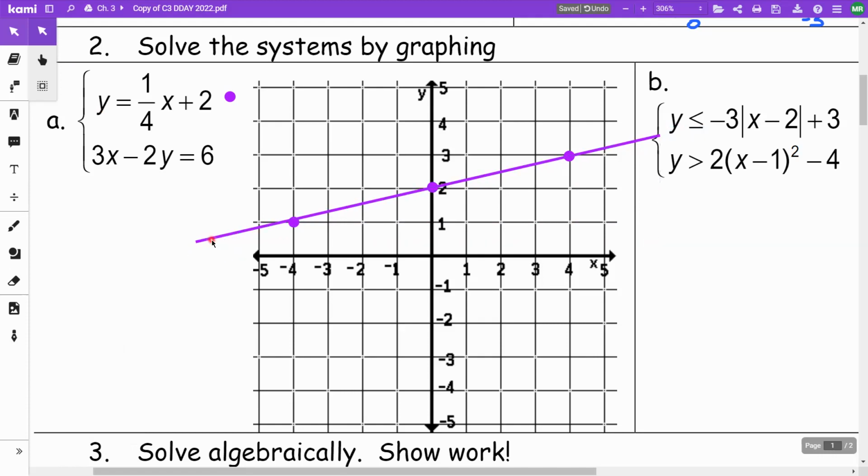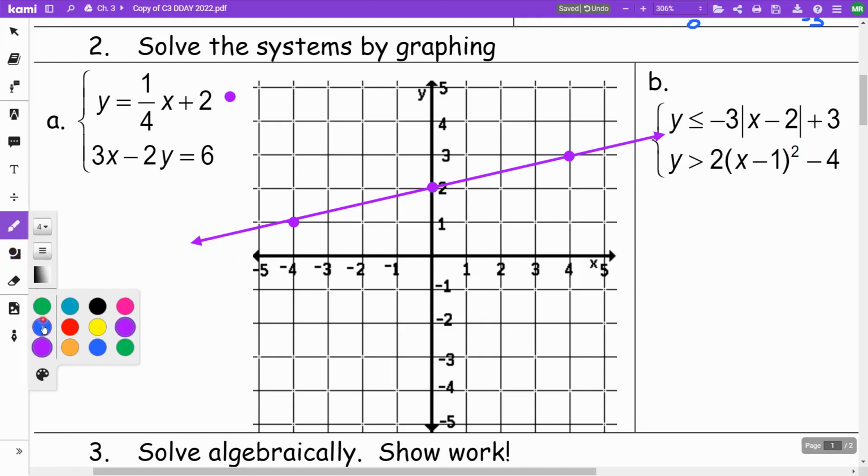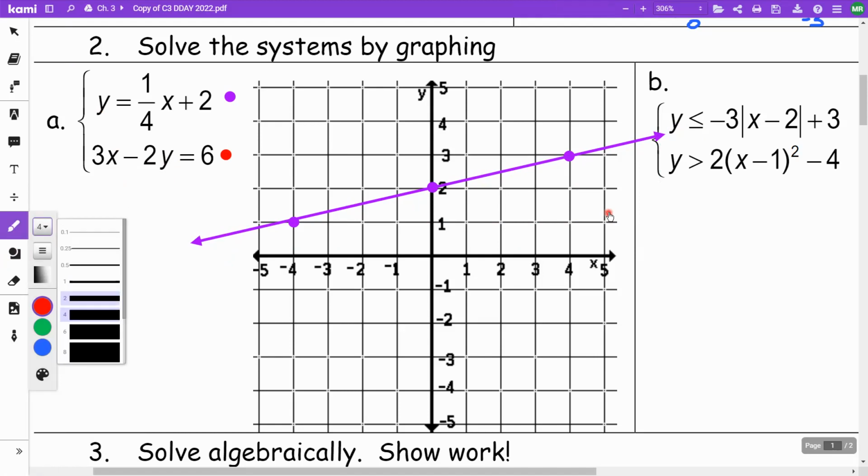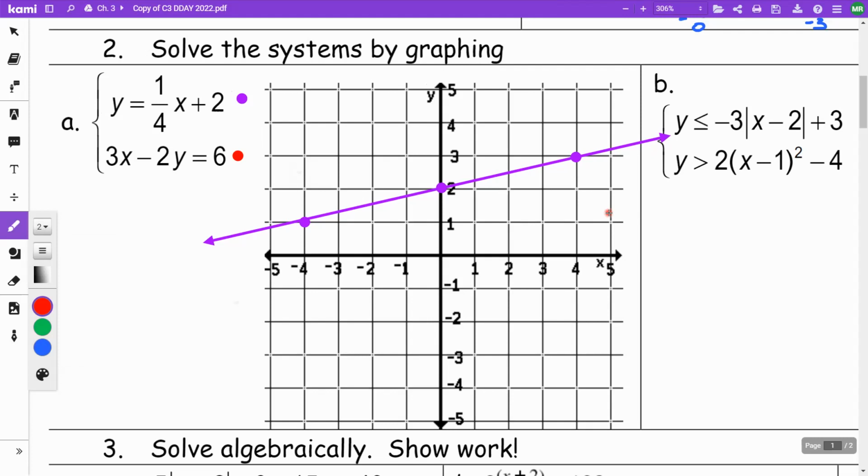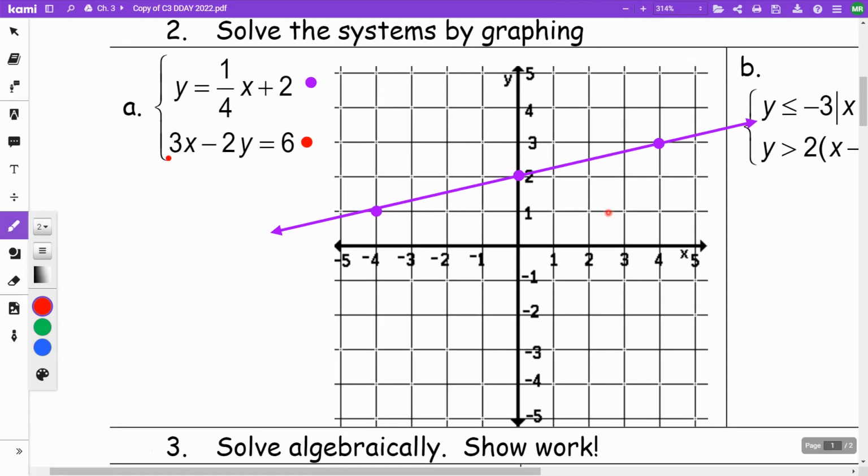Now for my second one, what I'm going to do, let's just put arrows on these. I'm going to graph that one, and let's say I graph that one in red. So this one, you can either get in Y form, or another way is to find the X and Y intercepts and plot those. That's how I usually do it, especially if the 3 and the negative 2 both divide into the 6.